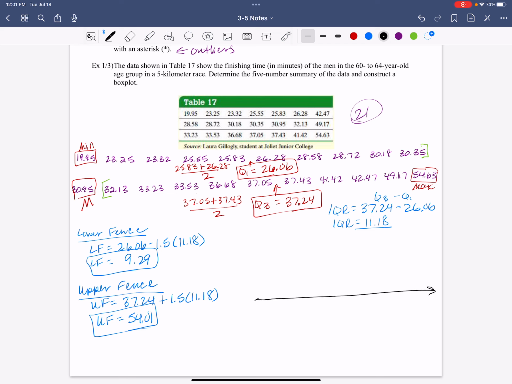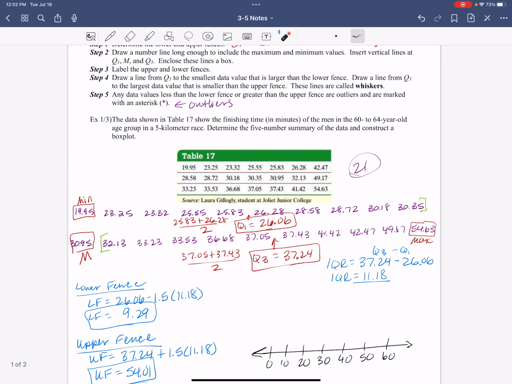So here's our number line. 0, 10, 20. You don't have to include 30 in a number line. I just did. I don't know why, honestly. You could have stopped it at that. Well, I guess maybe it makes it nice too, because we kind of need to go before 10, because this is 9.29. So that's down here for my fence, right?